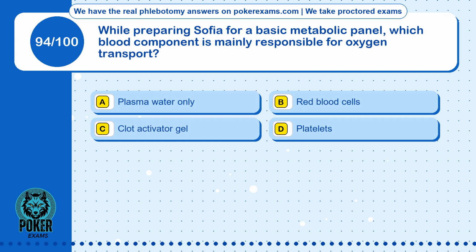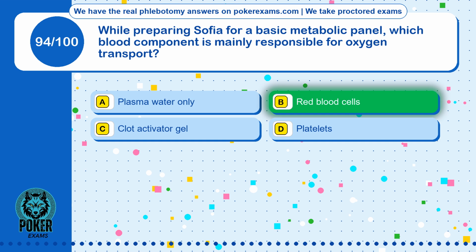Question 94. While preparing Sophia for a basic metabolic panel, which blood component is mainly responsible for oxygen transport? Option A: plasma water only. Option B: red blood cells. Option C: clot activator gel. Option D: platelets. The correct answer is option B.